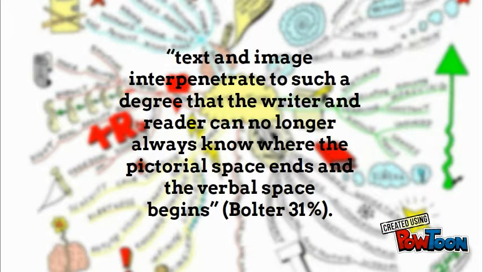Visually, using the words J. Bolter uses to describe what we see on modern computer screens, the concept map is a space where text and image interpenetrate to such a degree that the writer and reader can no longer always know where the pictorial space ends and the verbal space begins.